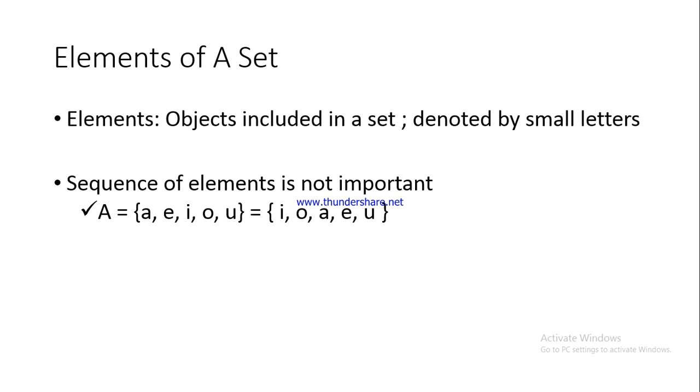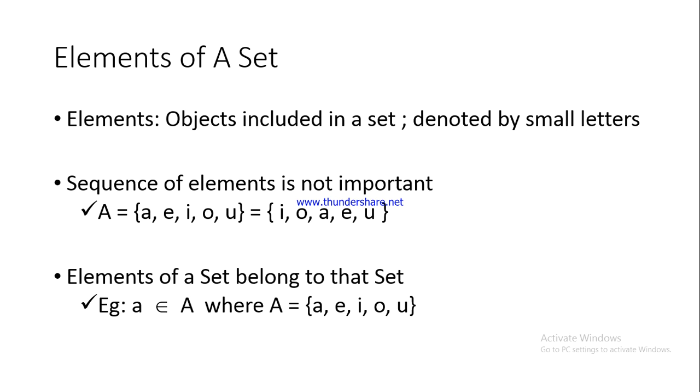Now then you can also see that the elements a, e, i, o, u have been shown to be equal to another group of elements i, o, a, e, u. What does this mean? This shows that the sequence in which the elements are placed in a set is not important. Again, one more thing that you have to keep in your mind is that elements of a set belong to that particular set.